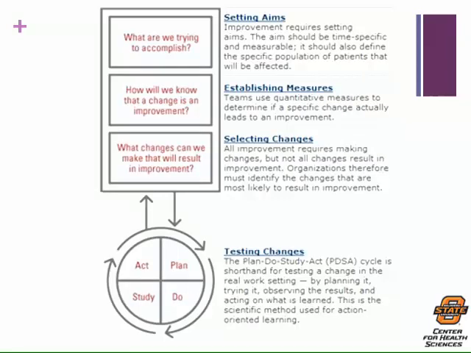Selecting your change, so you figure out what you want to change, and then you follow this plan, do, study, act model. So you plan it out, you do it, then you see what your results were, and then you revise it, and you keep going through this cycle. And that's really the model for improvement that we use at this facility.